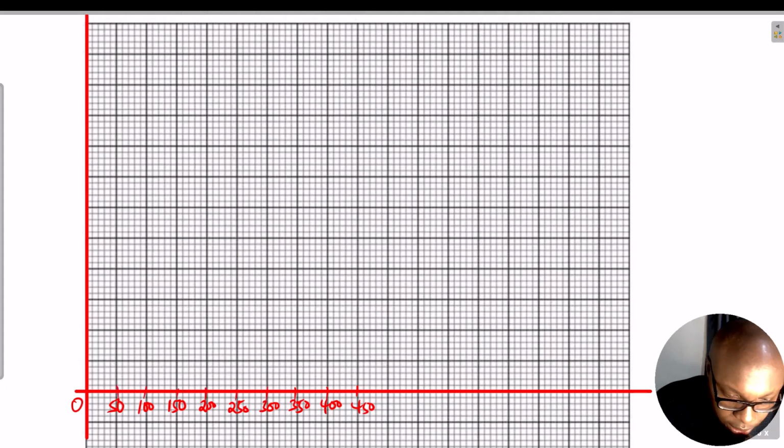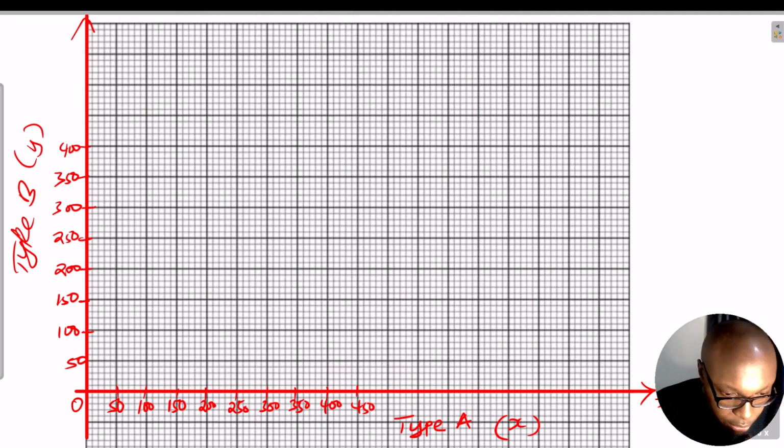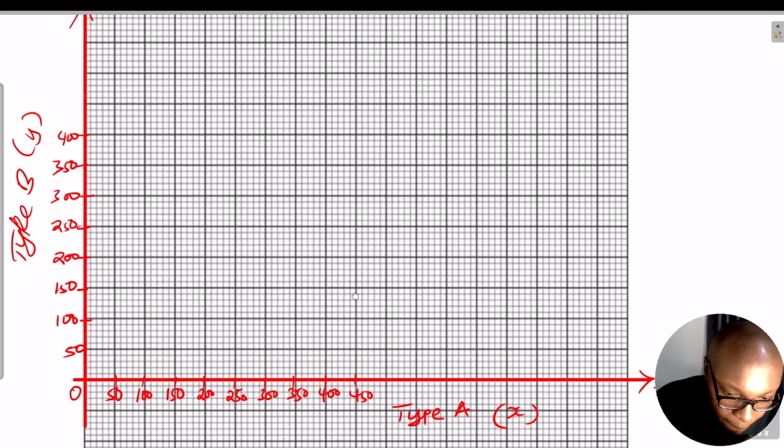And this is type A bulbs, that is X. Then for the y-axis we shall have type B bulbs, that is Y. So here we have 50, 100, 150, 200, 250, 300, 350, 400. I don't think we shall go past 400. We can stop it at that point.